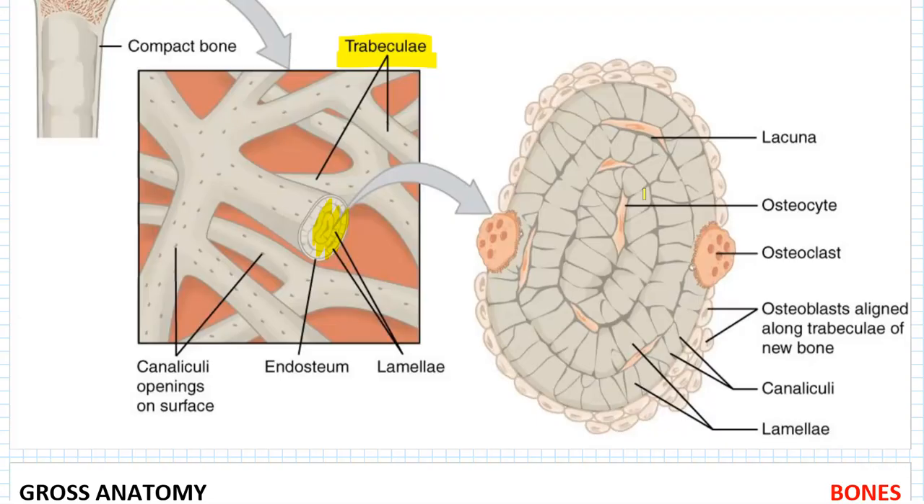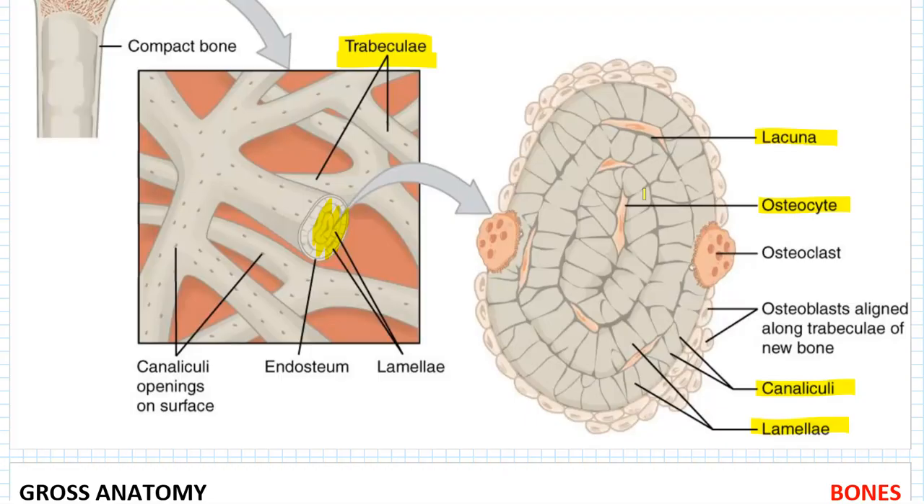So what you're going to see are lamellae, concentric, just like in the compact bone. You're going to see lacunae, which contain osteocytes. Osteocytes will be connected to each other by canaliculi, those small channels. But one thing you're not going to see is the central canal. Spongy bone does not carry central canals. And in compact bone, central canals are the places where you can find blood vessels and nerves.